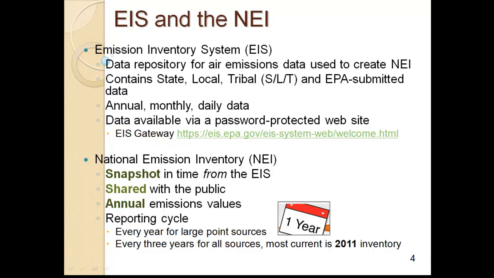In contrast, the National Emissions Inventory is a specific year snapshot in time of emissions data received. So if you're looking at the 2011 NEI data, that's only the data from 2011, whereas the EIS system has data from all the years in that inventory included. The NEI data are shared with the public, so EPA compiles the data and distributes it to the public via their website, and that website is not password protected.